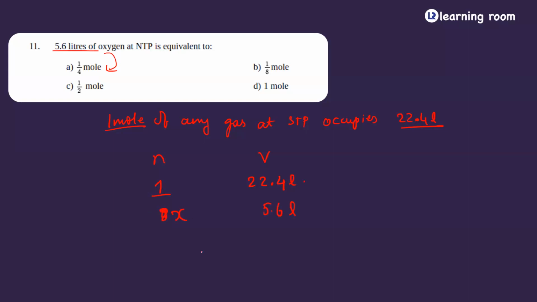X. Correct? So 1 by X is equal to 22.4 by 5.6. Ratio proportion, because if the number of moles increases, the volume increases. Directly proportional. So X is equal to 5.6 by 22.4, which is 4 times up. So 1 by 4 moles. Option A is the right answer. Clear?